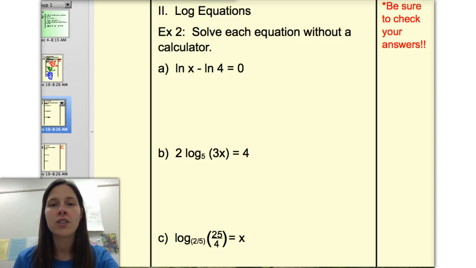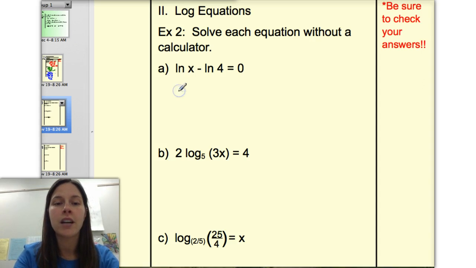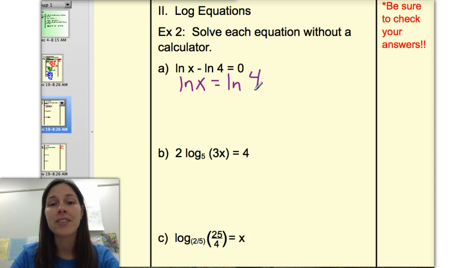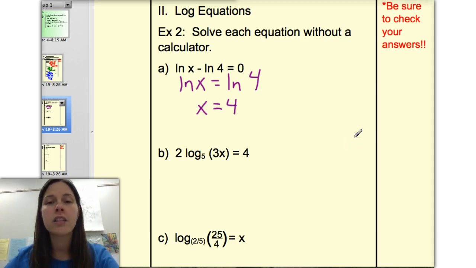The method of solving that jumped out at me was to add the natural log of 4 to both sides and use the 1-to-1 property of logs. So if you get natural log of x equals natural log of 4, those natural logs can kind of cancel each other out, and what you're taking the log of must be equal to each other. So this one is a little bit faster than the other method, but the other one definitely works as well.